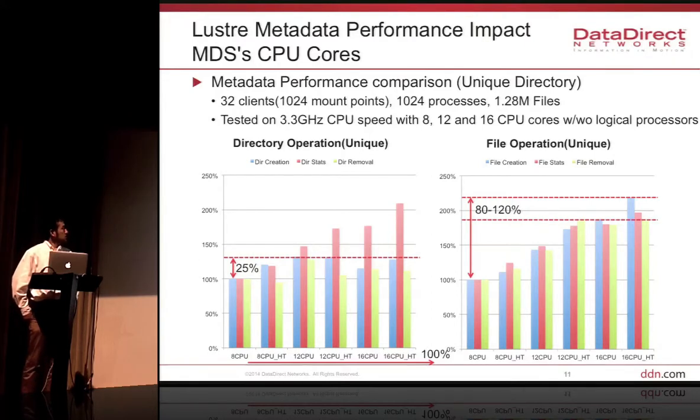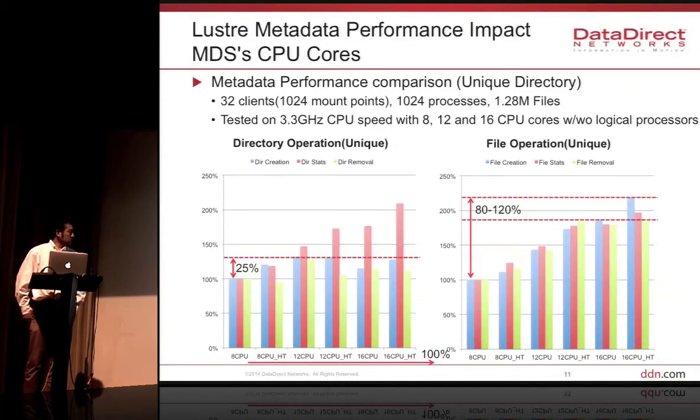This is another benchmark, still about CPU impact, but in the past we only looked at the CPU speed impact. Here, we look at the impact of the number of CPU cores. We keep the CPU speed at 3.3 gigahertz, while changing the number of CPU cores from 8 cores up to 16 cores, without logical processors.